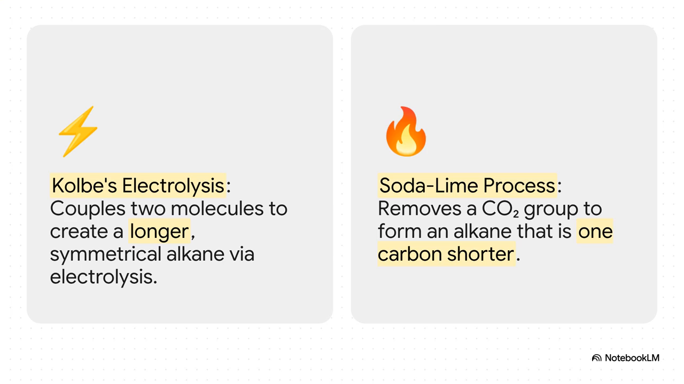Kolbe's electrolysis. It's a lot like the Wurtz reaction, actually. It couples two molecules together to create a longer, symmetrical alkane. The soda-lime process, though, does the opposite. It's what we call a degradative chain. It just kicks off the carboxyl group, leaving you with an alkane that's one carbon shorter.